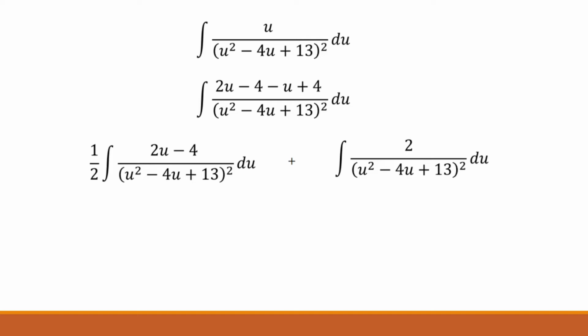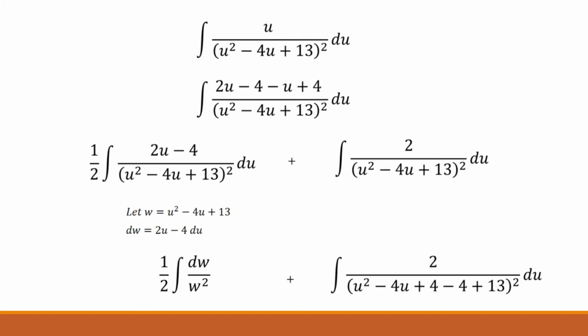And now I can let my w be u squared minus 4u plus 13, and dw is just (2u minus 4) du. So I can replace this whole integral with 1/2 integral dw over w squared. And on the right, I want to complete the square. But I'm going to take this step one step at a time. Okay, so I'm going to add the b over 2 quantity squared, where b is negative 4. So when I do that, I add a 4, and then I have to subtract a 4. That's to not change the value of the denominator.